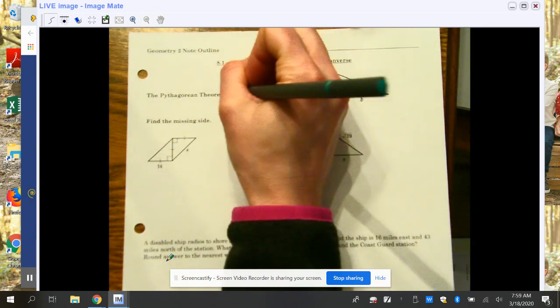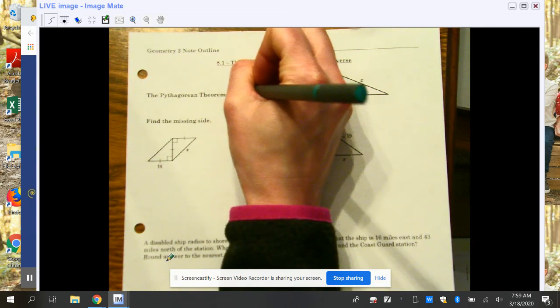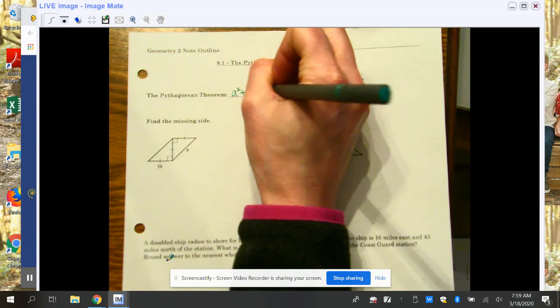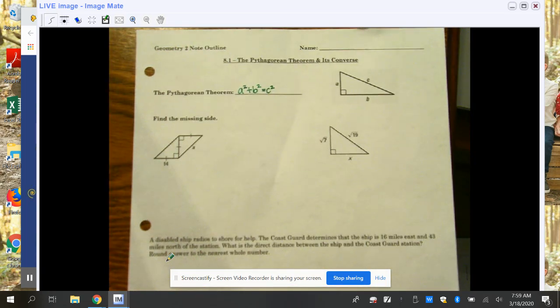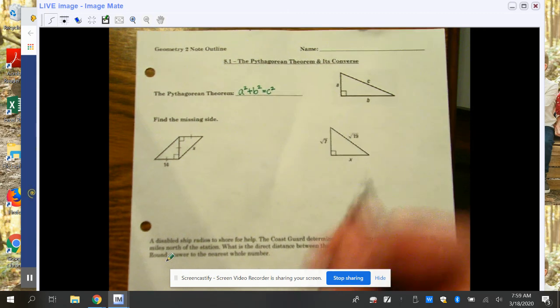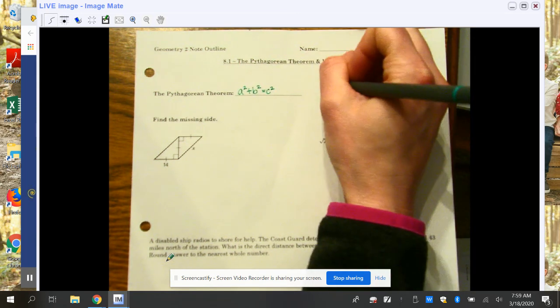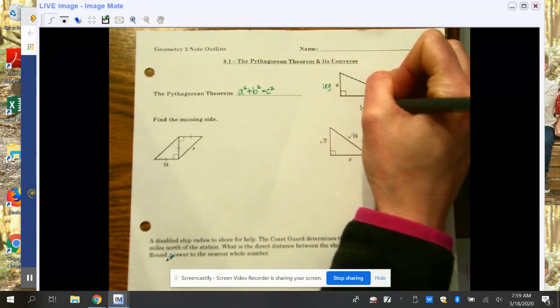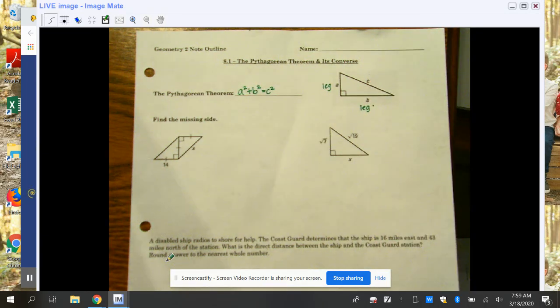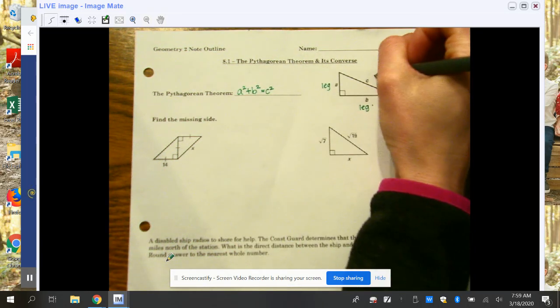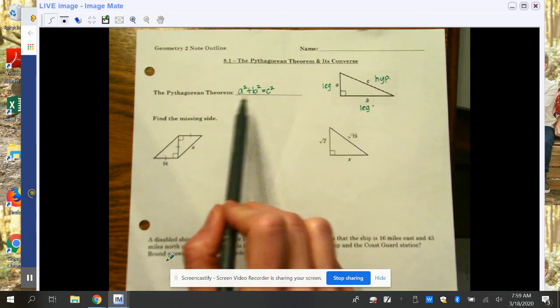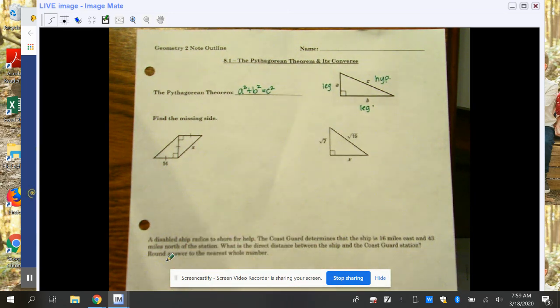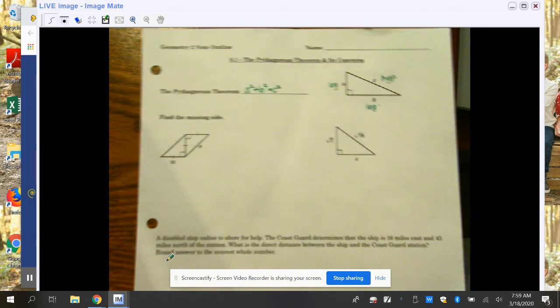All right, so you guys all know the Pythagorean theorem is a squared plus b squared equals c squared. Okay. And so when we're looking at our right triangle, A and B are always the legs, and then C always has to be the hypotenuse. So it does not matter which leg is A and B as long as those are the legs and not the hypotenuse. Okay.